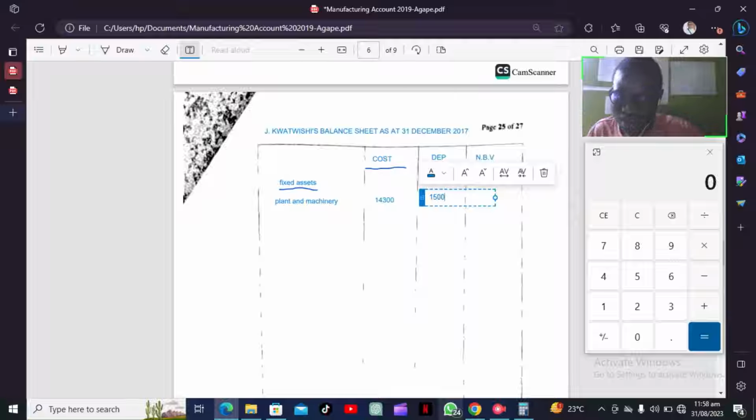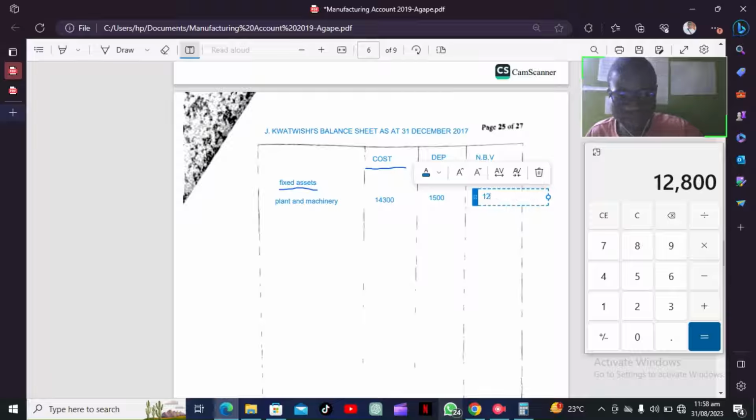1,500. Then we less this 14,300 cost minus the depreciation which was 1,500, we're getting 12,800. So we're going to write out 12,800. That was the net book value.